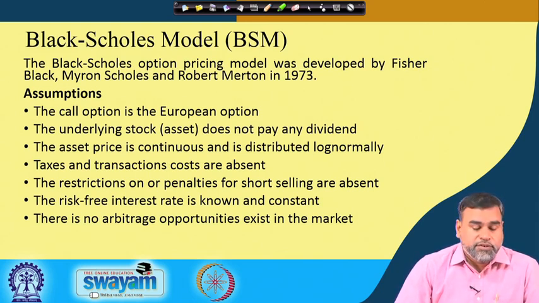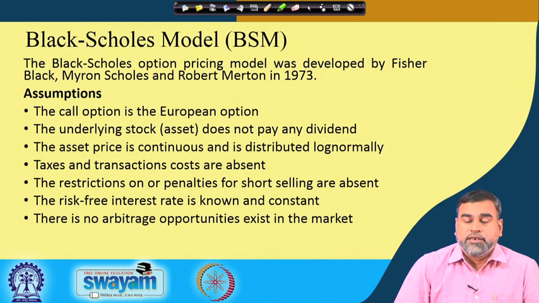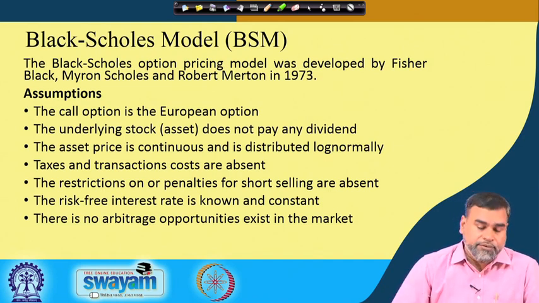Then the asset prices are continuous and log normally distributed. Taxes and transaction costs are absent. There are no restrictions or penalties on short selling, no short selling is allowed, and the risk-free rate of interest is constant or known to us, and there is no arbitrage opportunity in the market. These are the assumptions the Black-Scholes model has taken.